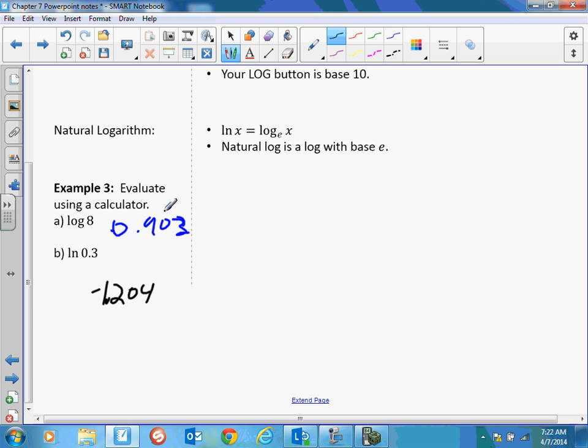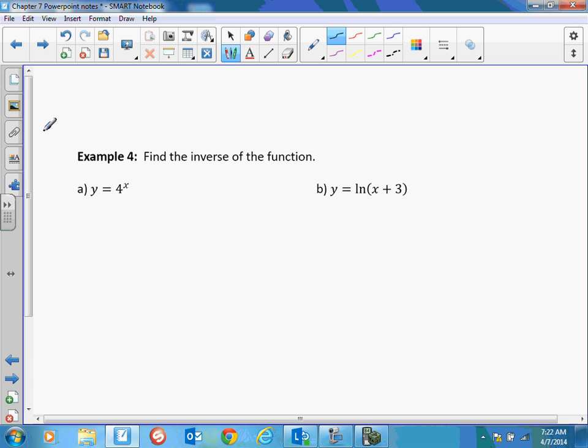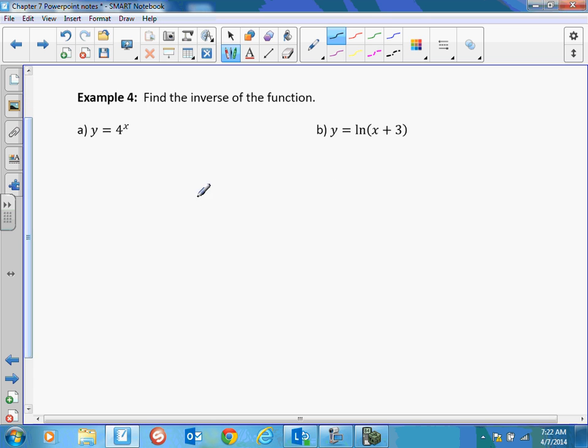Evaluating on the calculator is pretty simple. We're going to do a lot more with logs, but right now it's pretty easy. So, find the inverse of a function. This is the same as what we did in chapter 6 when we found the inverse. The first thing you're going to do is switch x and y. So we're going to write it as x equals 4 to the y.